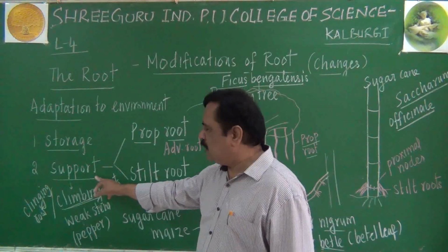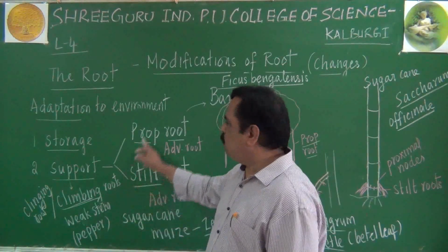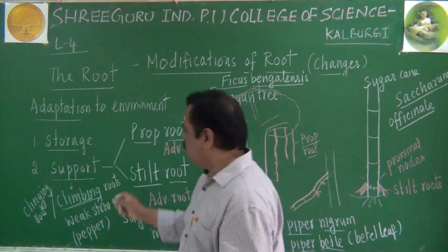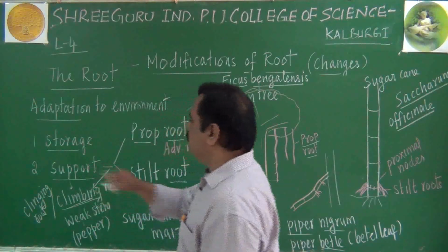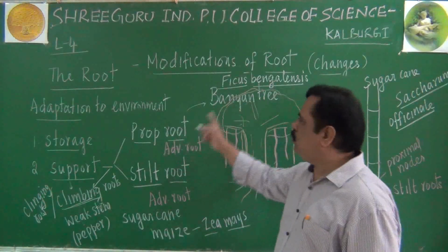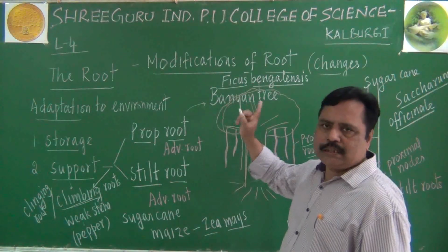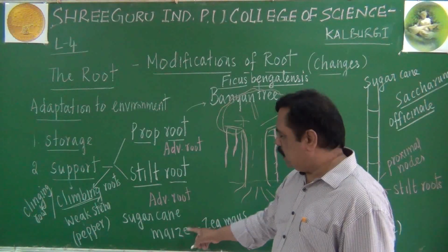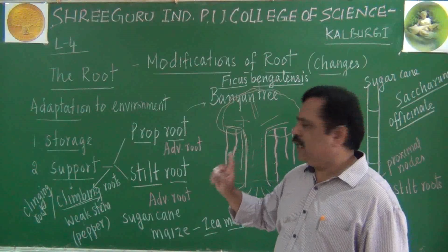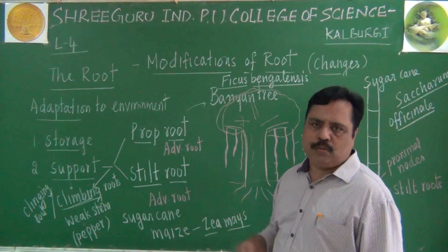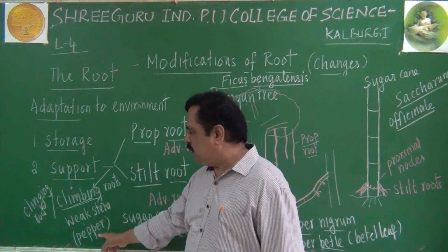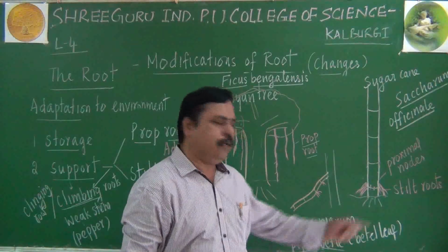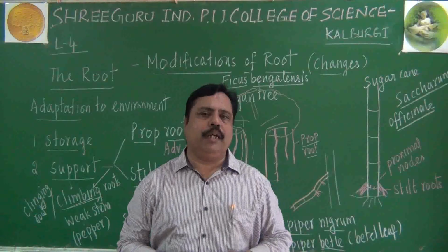Let me come to the second aspect, support. In support we came across three types. One is prop root, second one is stilt root, third one is climbing root. Prop root, Ficus bengalensis, banyan tree. Stilt root, sugarcane or maize, Saccharum officinarum or Zea mays, stilt root. Climbing roots, pepper, Piper nigrum and Piper betle. Okay, they are all coming under climbing roots.